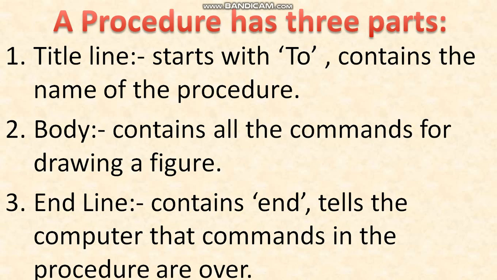A procedure has three parts. Title line always starts with the word TO. It contains the name of the procedure. Body: it contains all the commands for drawing a figure. And end line: it contains the word END. It tells the computer that the commands in the procedure are over.